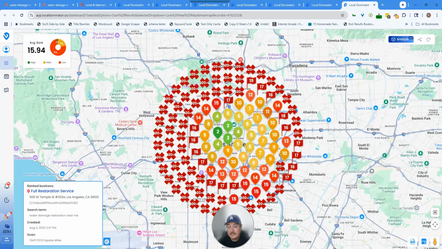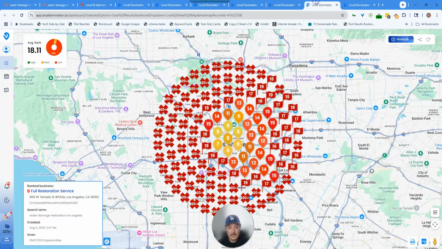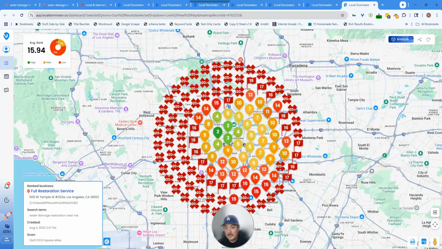So this is one of the sneaky ways you can do some competitive research, right? So plug in your competitors' information, plug in the keywords you want to rank for, and see how they're ranking, see in what areas they're ranking in, and see if their near me searches are better than their service in city ranking results, right?